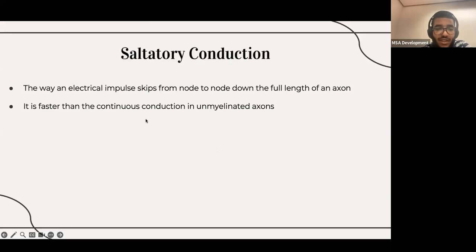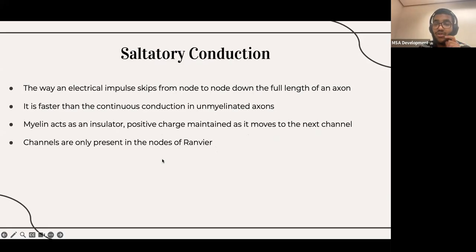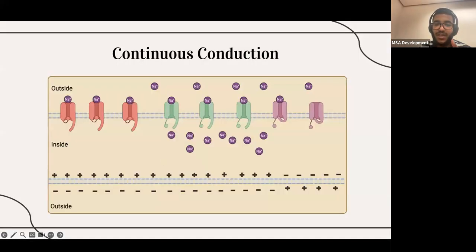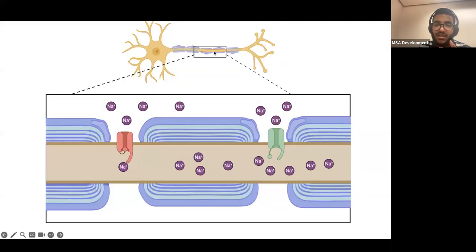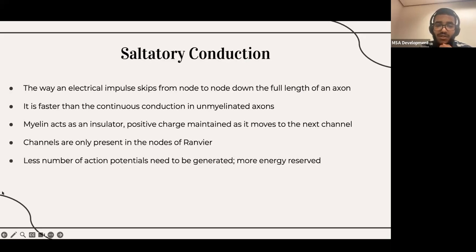So saltatory conduction: myelin acts as an insulator, positive charge is maintained as it moves to the next channel. So they're concentrated and they move quickly to the next channel. Channels are only present in the nodes of Ranvier, so the areas where there's no myelin. So action potentials jump from node to node, node to node, node to node.